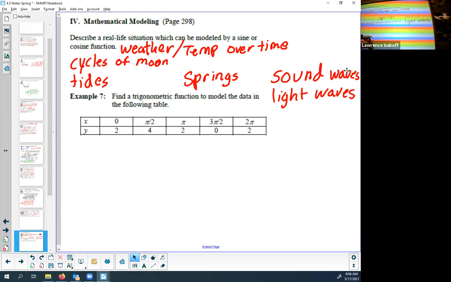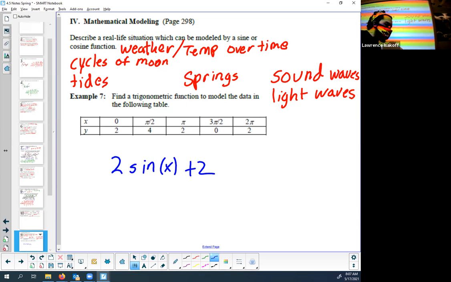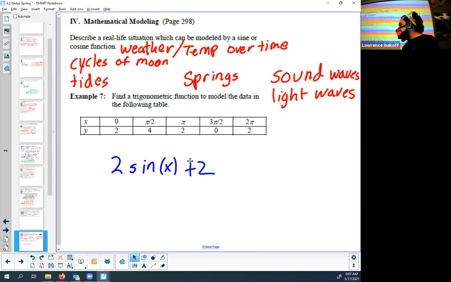Again, with this, let's see, I can quickly go over this. Let's see, my center line's at 2, because I go from 2 up to 4, back down to 2, down to 0, up to 2. So 2 seems to be where I'm centering. So I will have a +2. Let's see, my period's still 2 pi, so I don't have to worry about that. My amplitude seems to be 2 because I go from 2 up to 4, so that goes up by 2 units. So let's see, I started at my center line, so that will be sine of x. If I started at a max or a min, that would be cosine.